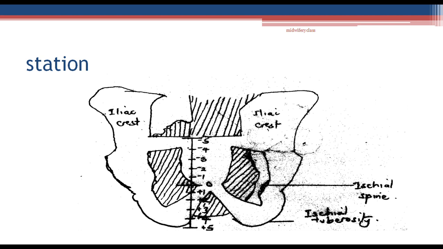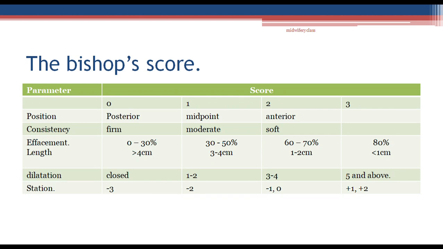Now that we have looked at all the parameters, let's go ahead and look at what we call the Bishop score. In this table, we have the Bishop score. On the left, we have the parameters. Then on the right, we have the score itself. The parameters are the position, consistency, effacement, dilatation, and then the station. Then the scores are given from 0, 1, 2, and 3.